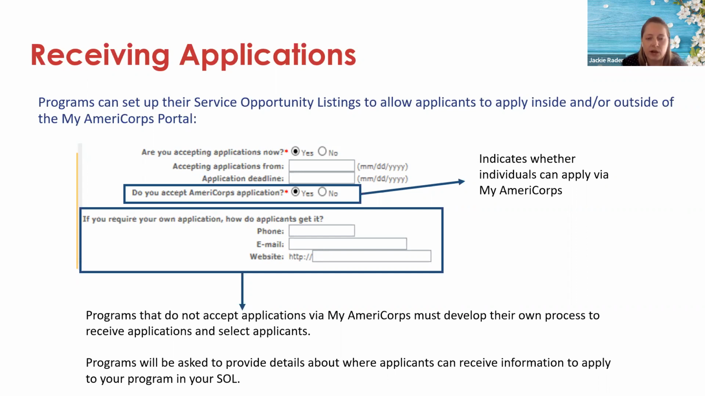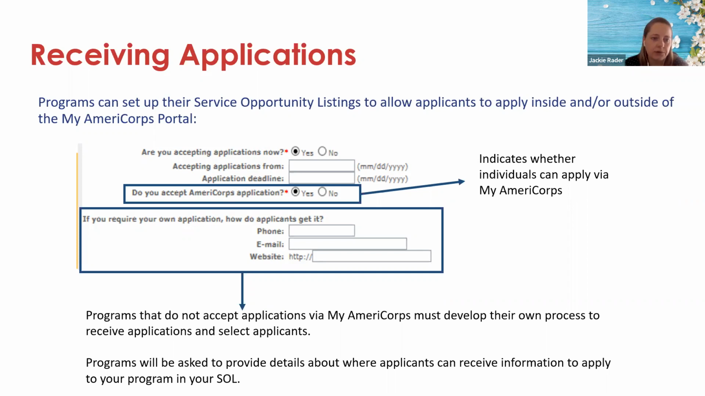I would make your application deadline beyond what you might want people to apply for, so that if for some reason you don't get all the spots that you need, you have a buffer window so you don't have to go back in and change that date.